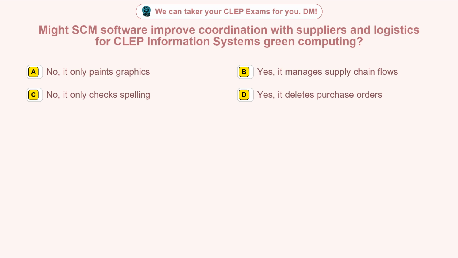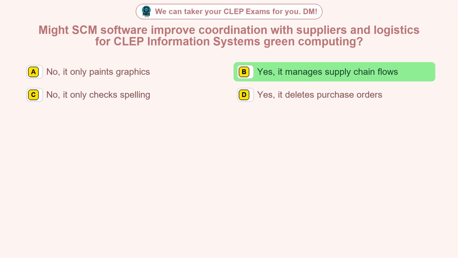Might SCM software improve coordination with suppliers and logistics for CLEP Information Systems green computing? Option A. No, it only paints graphics. Option B. Yes, it manages supply chain flows. Option C. No, it only checks spelling. Option D. Yes, it deletes purchase orders.